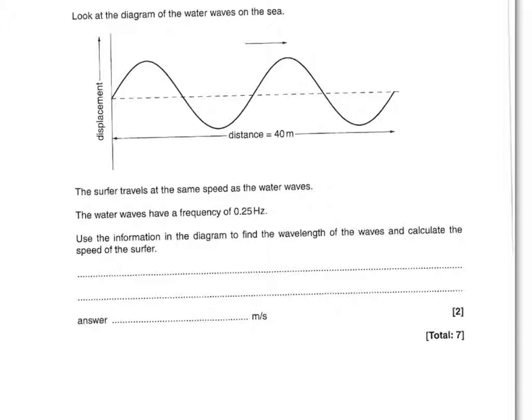So remember to look at the physics section, look at the front page, and you'll find on the front page that the wave speed equals frequency times the wavelength. Now the wavelength here is actually half of this distance, because there's 2 waves in this distance of 40 metres. So it's going to be 20 times 0.25, which is 5 metres per second. If you just times that distance by 0.25 and got 10, that would get you 1 mark instead of the 2.